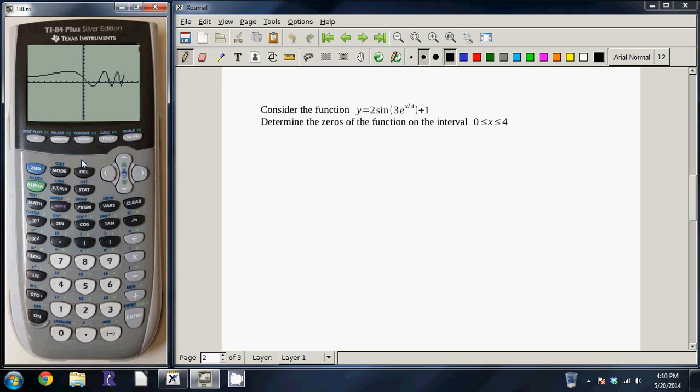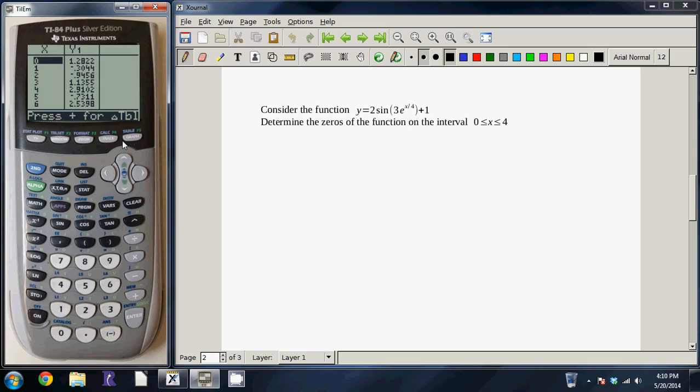So if we're looking for zeros on the interval from 0 to 4, this window is not very useful to us. There's a couple points, but we can't quite tell where they are. Plus down here, there's several more zeros. So we need to change our window to be between 0 and 4 for the x values. The y values, it's a little tough to tell, so the easy way to do this, and the way that always works, is to look at your table.